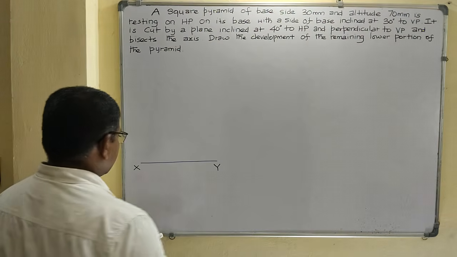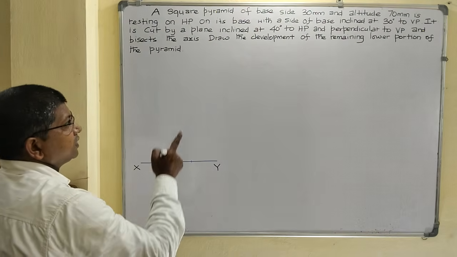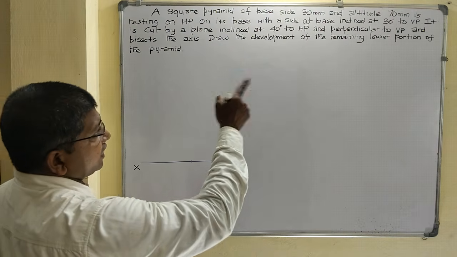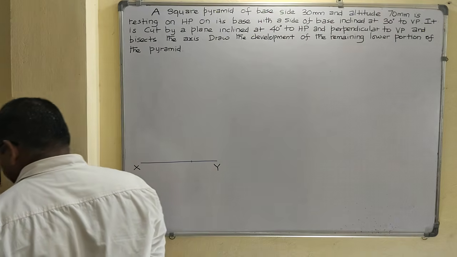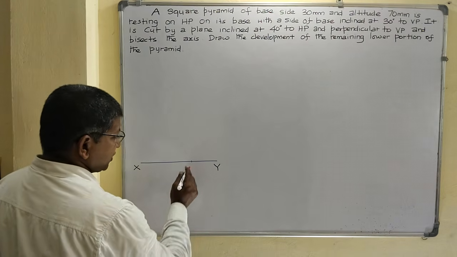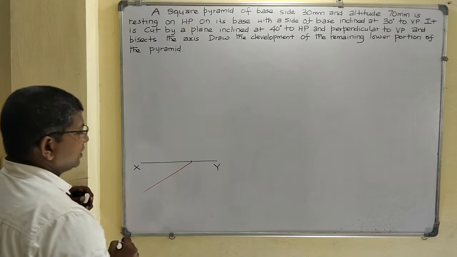First fix the protractor here. Take 30 degree, draw the incline line. Using 2H pencil, draw the 30 degree incline line.